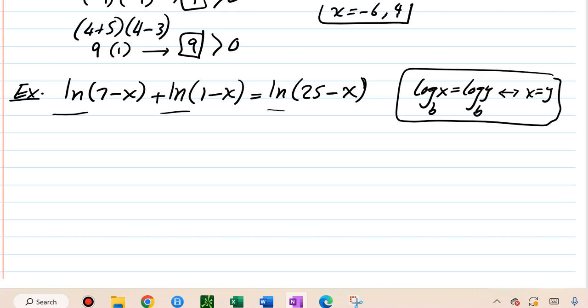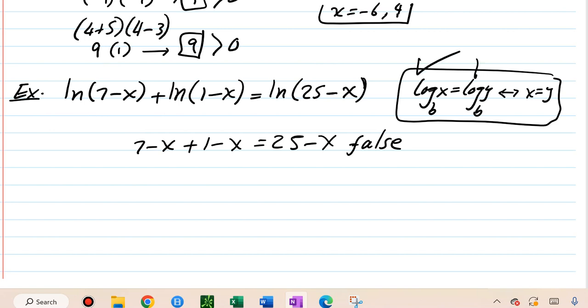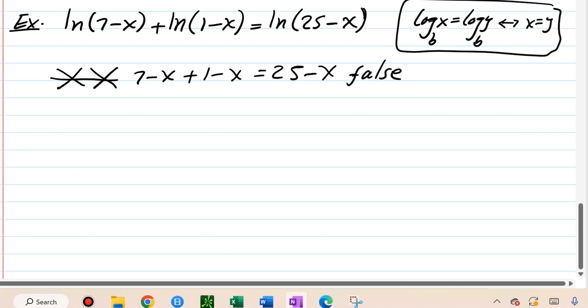In other words, if I say I'm going to drop the logs and go 7 minus x plus 1 minus x equal 25 minus x, this would be false. We are not allowed to do this. Only when there is a single log on the left and a single log on the right, only then can you think of canceling these. So this would be incorrect. All right. So what is the correct way of doing this then?